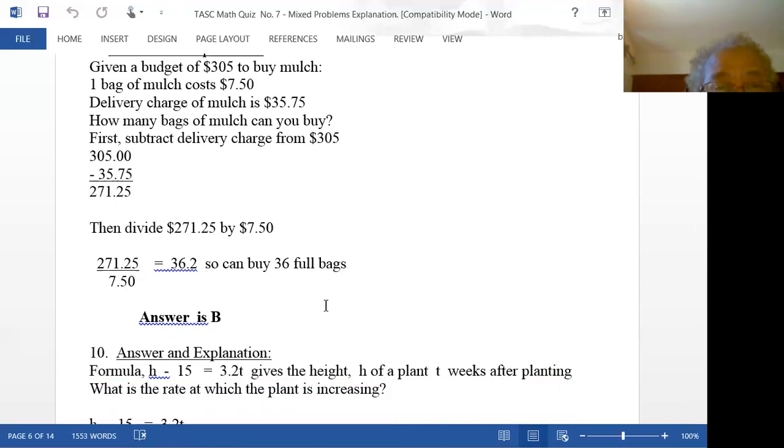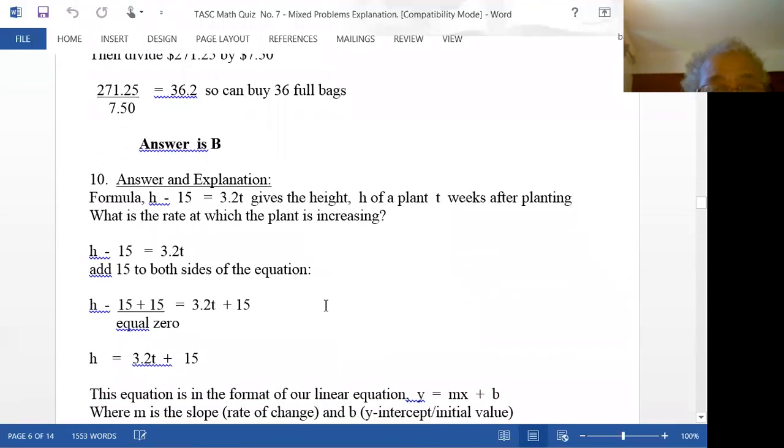Okay, let's go to our next problem, number 10. Number 10, you're given a formula that gives the height in inches of a plant T weeks after it's planted. And that formula is H minus 15 equals 3.2T. Now, if we add 15 to both sides, we'll see something very familiar to us. It looks like our standard linear equation, okay?